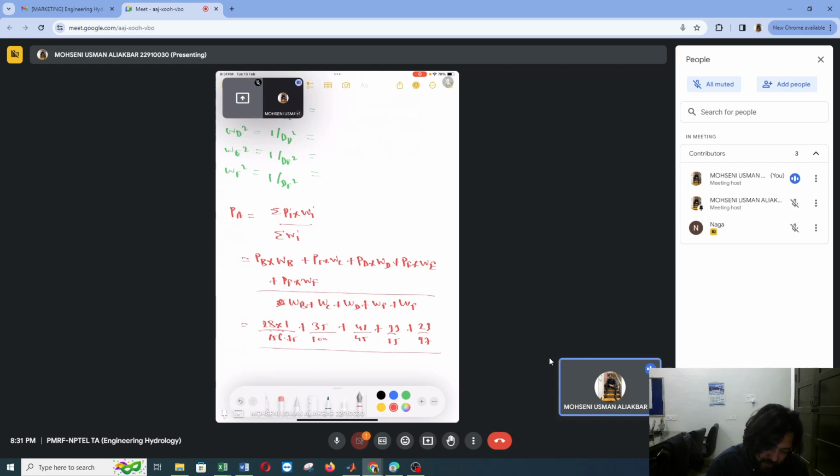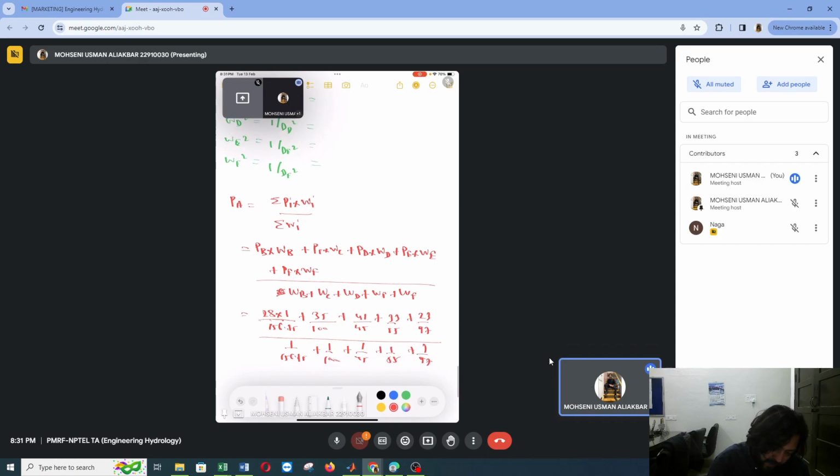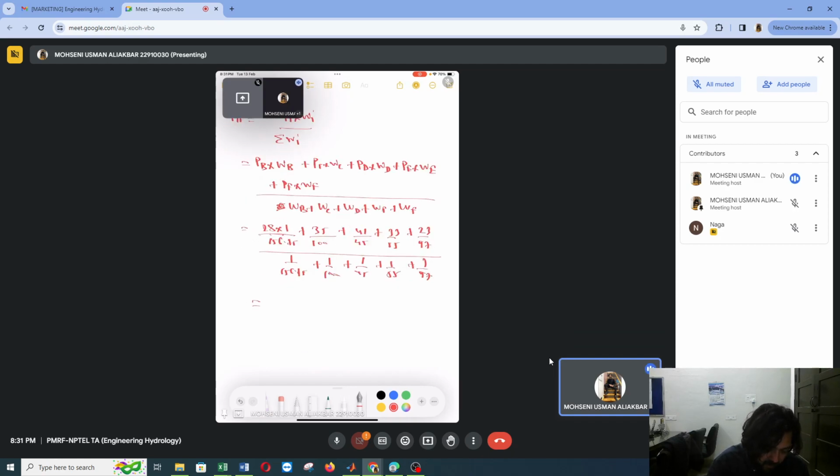And similarly we'll divide it by total W, so 1 upon 156.75 plus 1 upon 100 plus 1 upon 45 plus 1 upon 85 plus 1 upon 97. So we have directly substituted the values in the equation, and here we are getting the answer of PA as 33.87 mm.